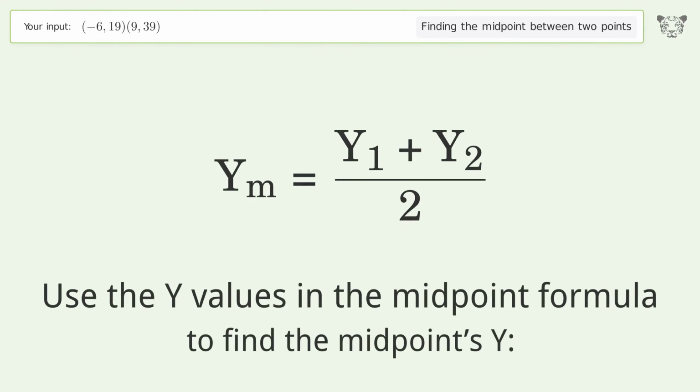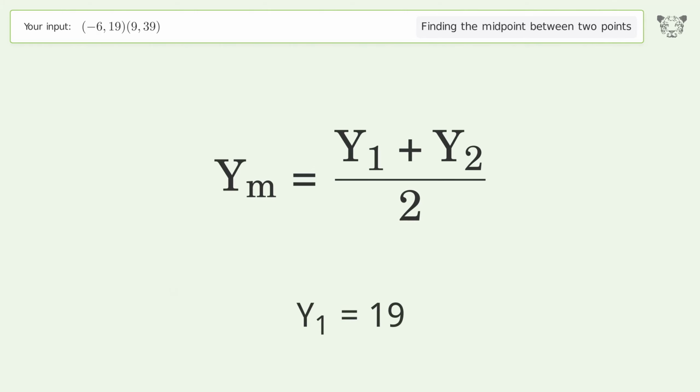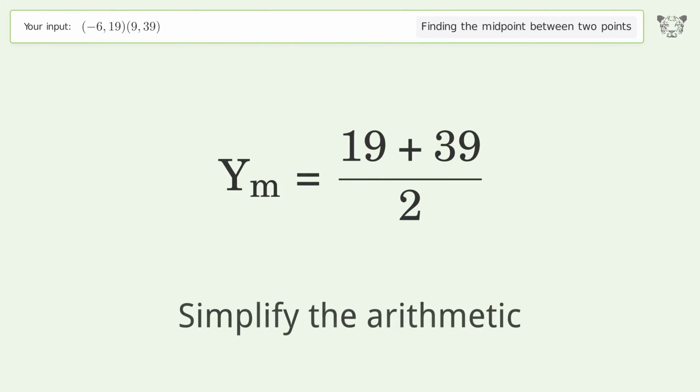Use the y values in the midpoint formula to find the midpoint's y. y1 equals 19. y2 equals 39. Simplify the arithmetic.